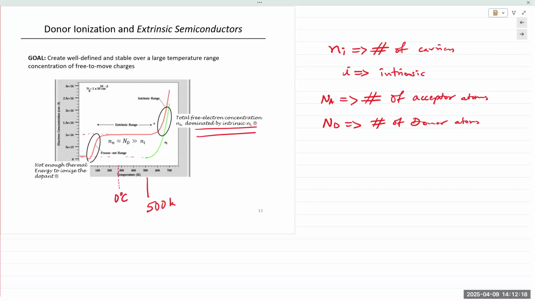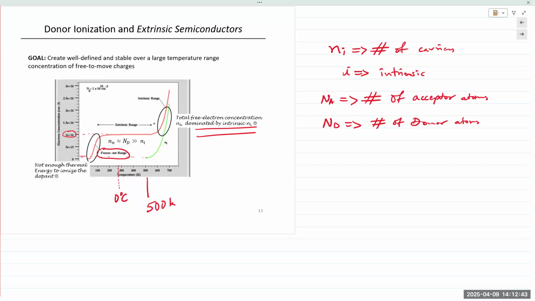Now, here, of course, is the freeze out. Freeze out means it's not enough thermal energy, no bonds are broken, there are no free charge carriers due to thermal carrier generation. Okay, hence it's known as the freeze out range. Now, here is where the magic of semiconductor happens.